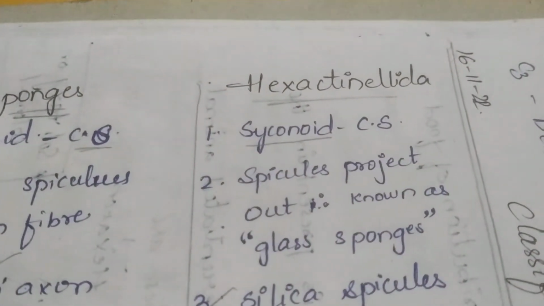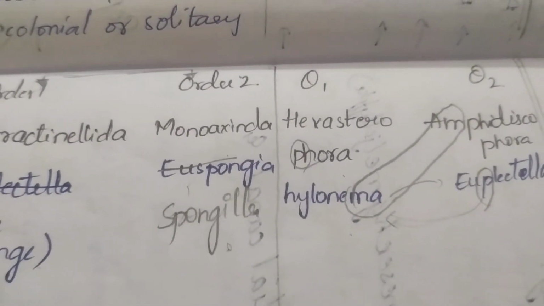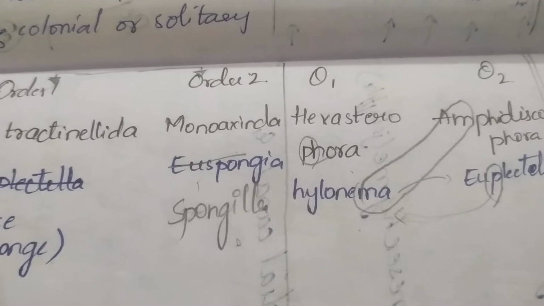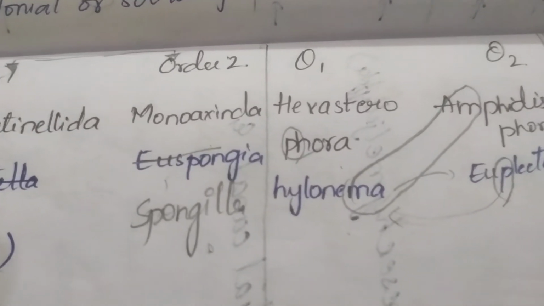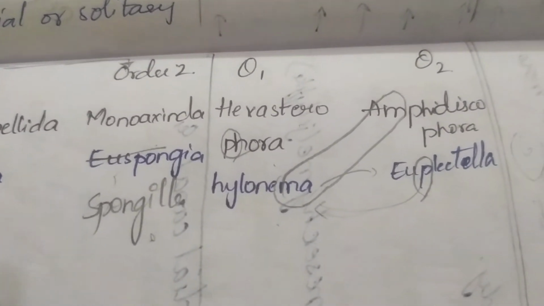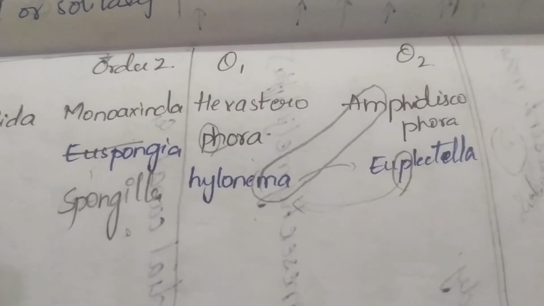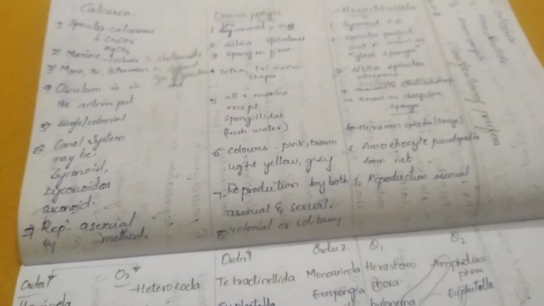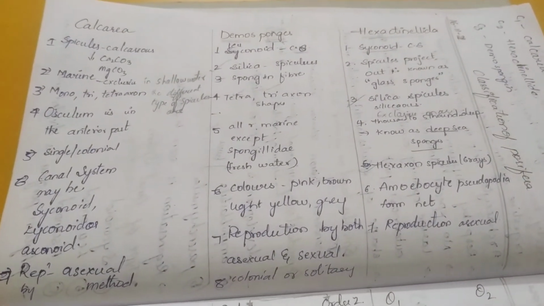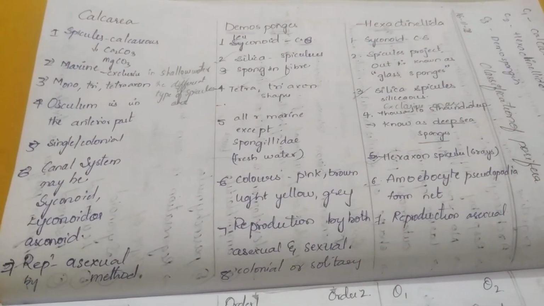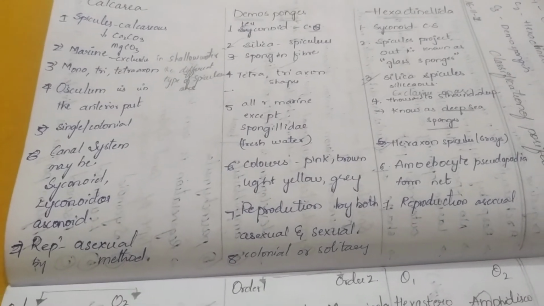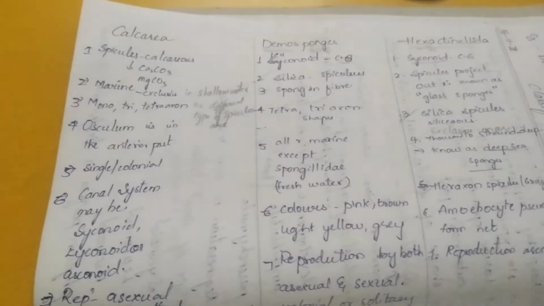Now, because it is Hexactinellida as a class, the first order is Hexasterophora. Hexa, everyone knows hexa means 6, right? Hexasterophora example is Hyalonema, and Amphidiscophora example is Euplectella. Getting my point? So this is the total classification of Porifera. Let's revise in just a minute.